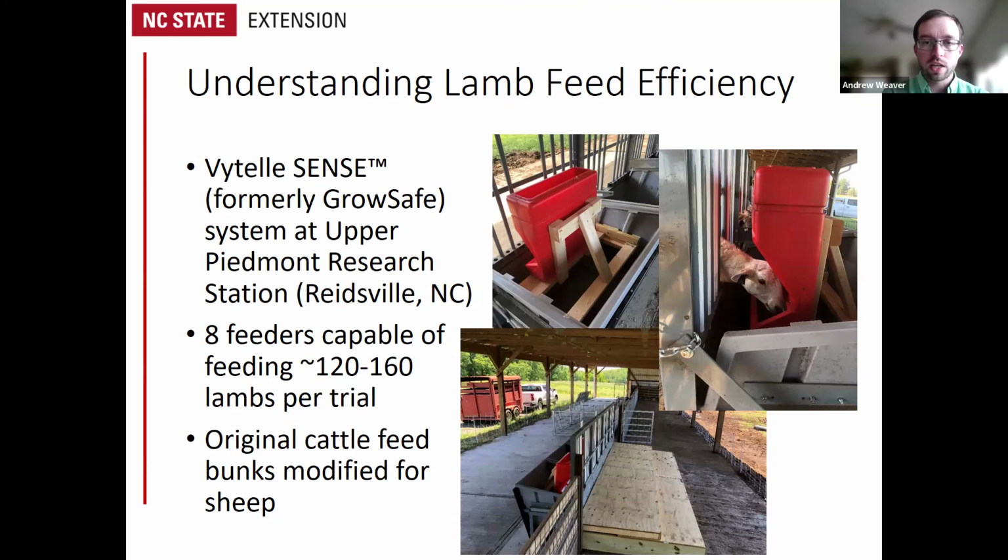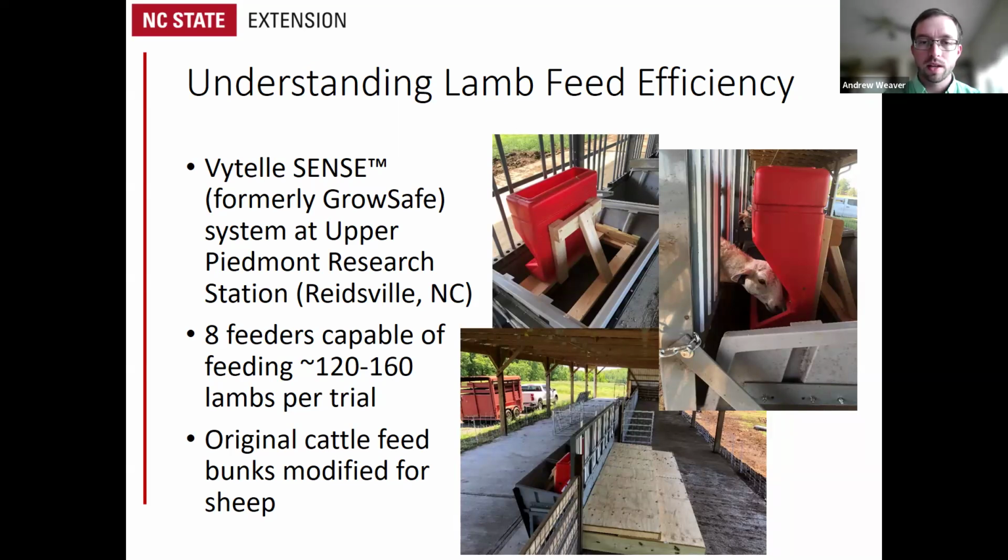Ultimately, if there's a trait we're interested in, we've got to start measuring it and understanding the variation in that trait within the population, so that we can determine, is selection possible, and what kind of progress can be made. And so we were fortunate that one of our research stations, and actually our Cattlemen's Association, contributed a significant amount of money to get a GrowSafe system, a VitaliSense system, formerly known as GrowSafe, installed at one of our research stations.